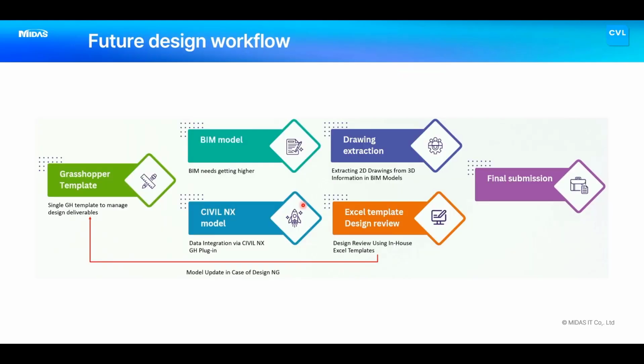Many design companies nowadays have already started preparing for design automation. Their implementation levels are all different, but many companies are considering this workflow to integrate both the structural analysis model and the BIM model. As you can see here, with a single Grasshopper template, users can create and manage both Civil NX and BIM models. During the design review process, there are frequent modifications and updates. By reflecting these updates in the Grasshopper design template, users can update both Civil NX and BIM models in real time. Finally, the BIM model can be used to extract the drawings and generate the final submission documents.